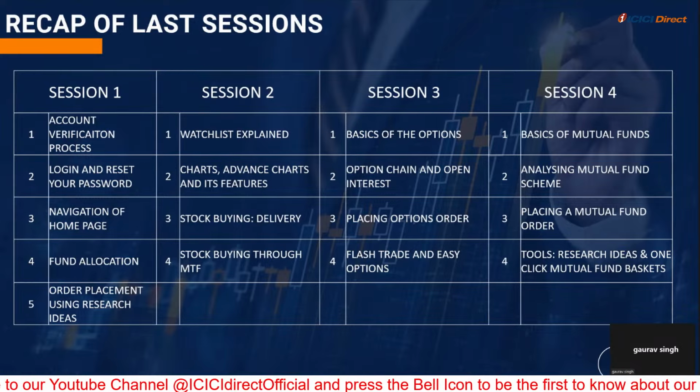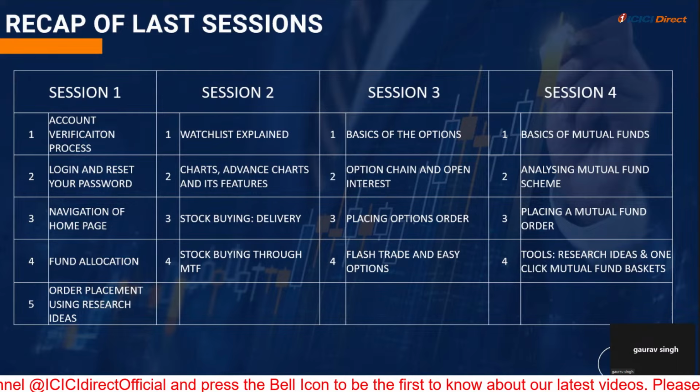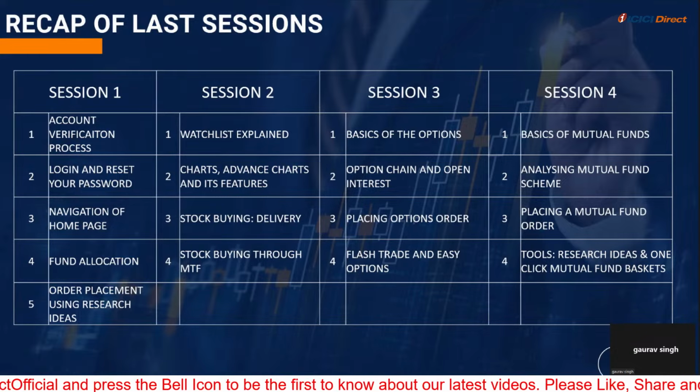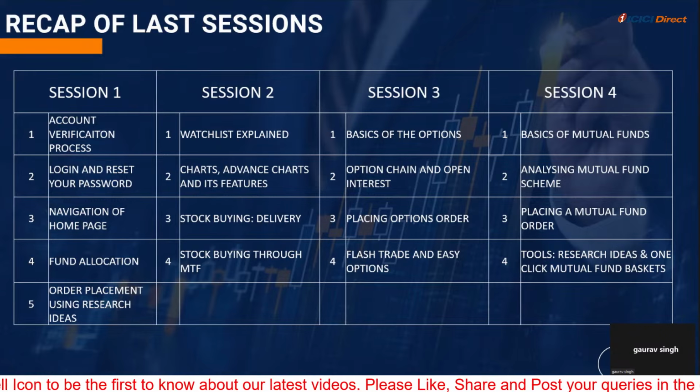In session two, we spoke about our watch list, charts, advanced chart, and its features. While talking about the watch list and charts, we had said that we'll try to teach from basics of charts from scratch. So that's what we did. Stock buying and buying through MTF. Third is basic of options. What are options? What is an option chain? What is open interest? How do you place an option while taking an option trade, and also flash trade and easy option, that is our in-house product.